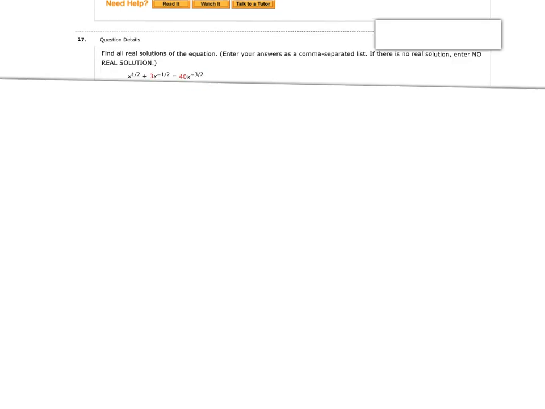All right, next up here, we have some fractional exponents. So I'm going to go ahead and move this over by subtracting it to the other side. And so I get x to the 1/2 plus 3x to the -1/2 minus 40x to the -3/2. Now I'm going to factor out x to the -3/2. And what do we have left?